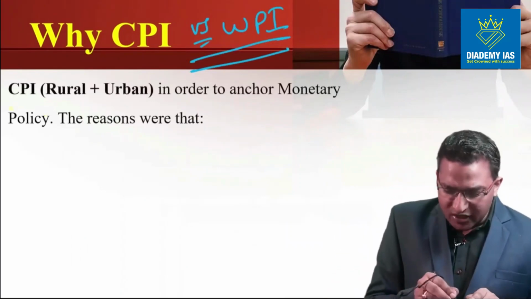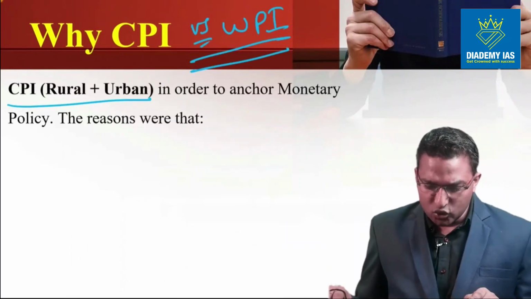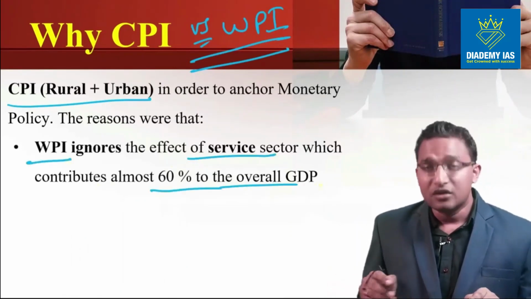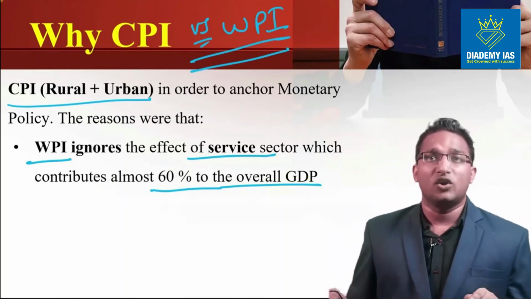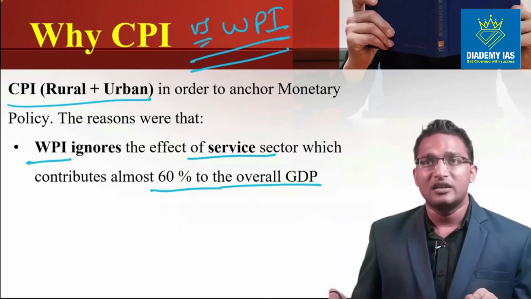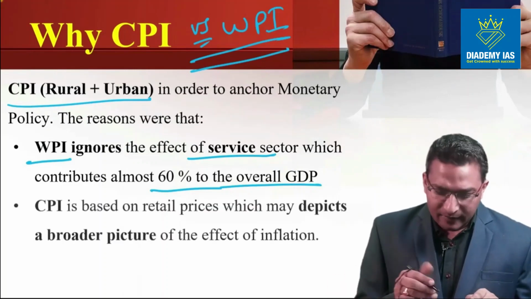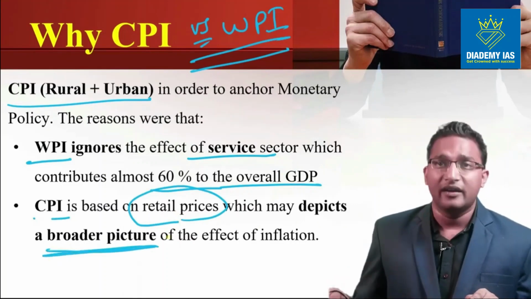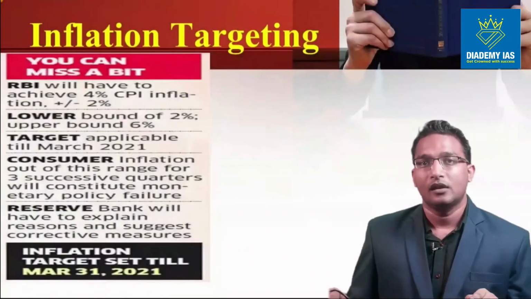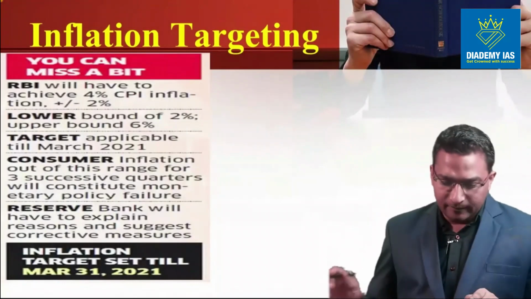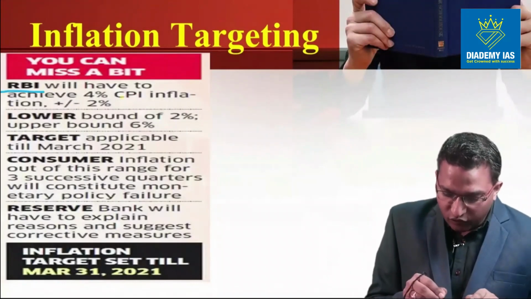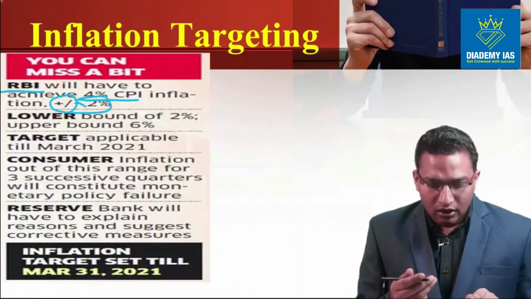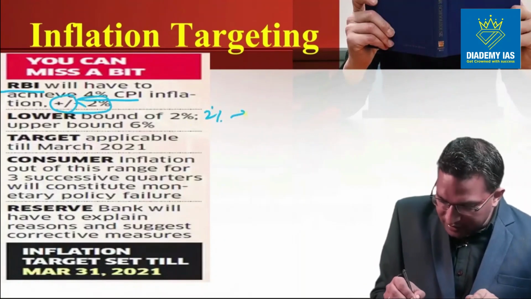CPI, rural plus urban, that is combined. We chose it because, first of all, WPI ignores the service sector, which contributes to GDP to the extent of 60%, but CPI includes the services. Secondly, CPI is based on retail prices, which depict the broader picture of the effect of inflation. So overall, for inflation targeting, the RBI will have to achieve 4% CPI inflation plus minus 2%, that I just told you. The lower bound will be 2% and the maximum 6%.